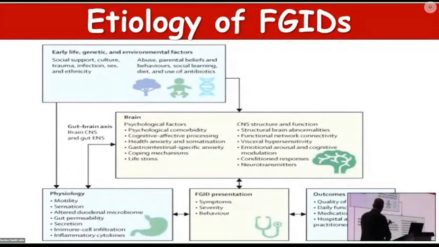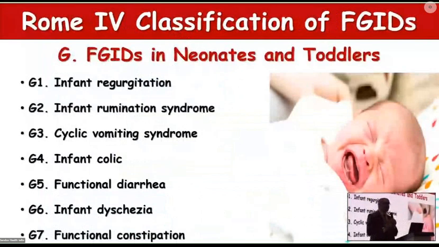This problem in the physiology of the GIT and in the brain can lead to functional gastrointestinal disorders with different symptoms and different severity. Unfortunately, this will affect quality of life and daily function, and may lead to the use of a lot of unnecessary medications, and will burden hospital and general practitioner activities, leading to a lot of visits. This is, in a simple way, what leads to functional gastrointestinal disorders.